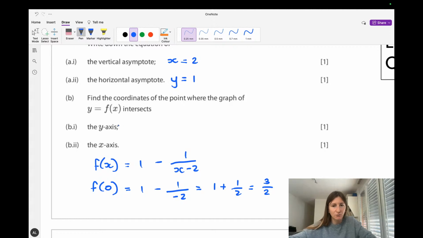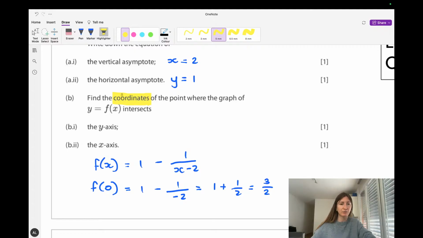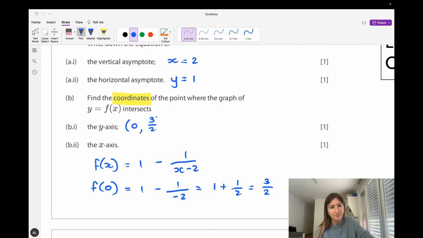So where it intersects the y-axis is at the, and it says coordinates. Go ahead with your highlighter before the question and highlight how they want you to leave it. They don't just want 3/2. If you wrote 3/2, that's 1 mark you would not get because they want coordinates. So there's no room for mistakes there. So coordinates would be x was 0 and y was 3/2.